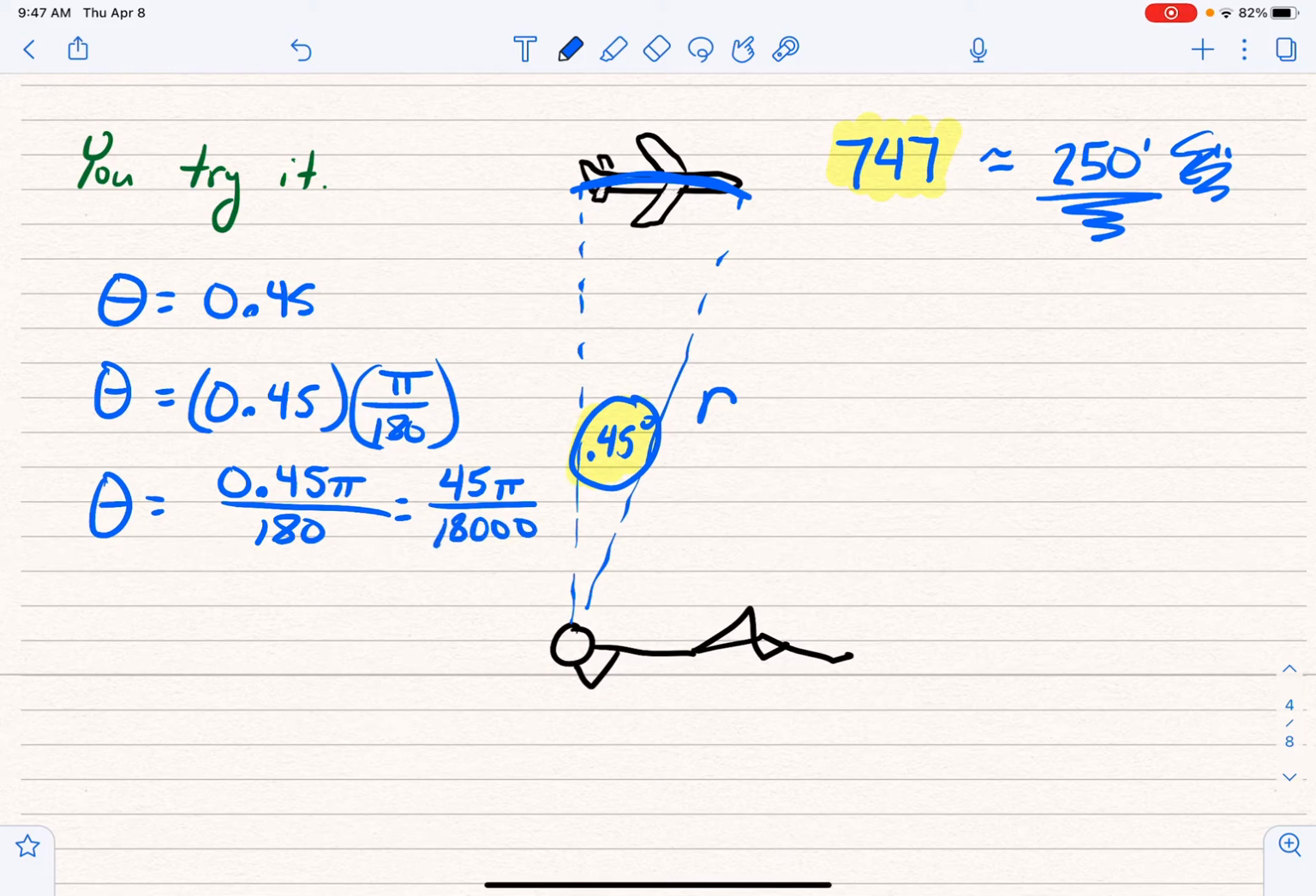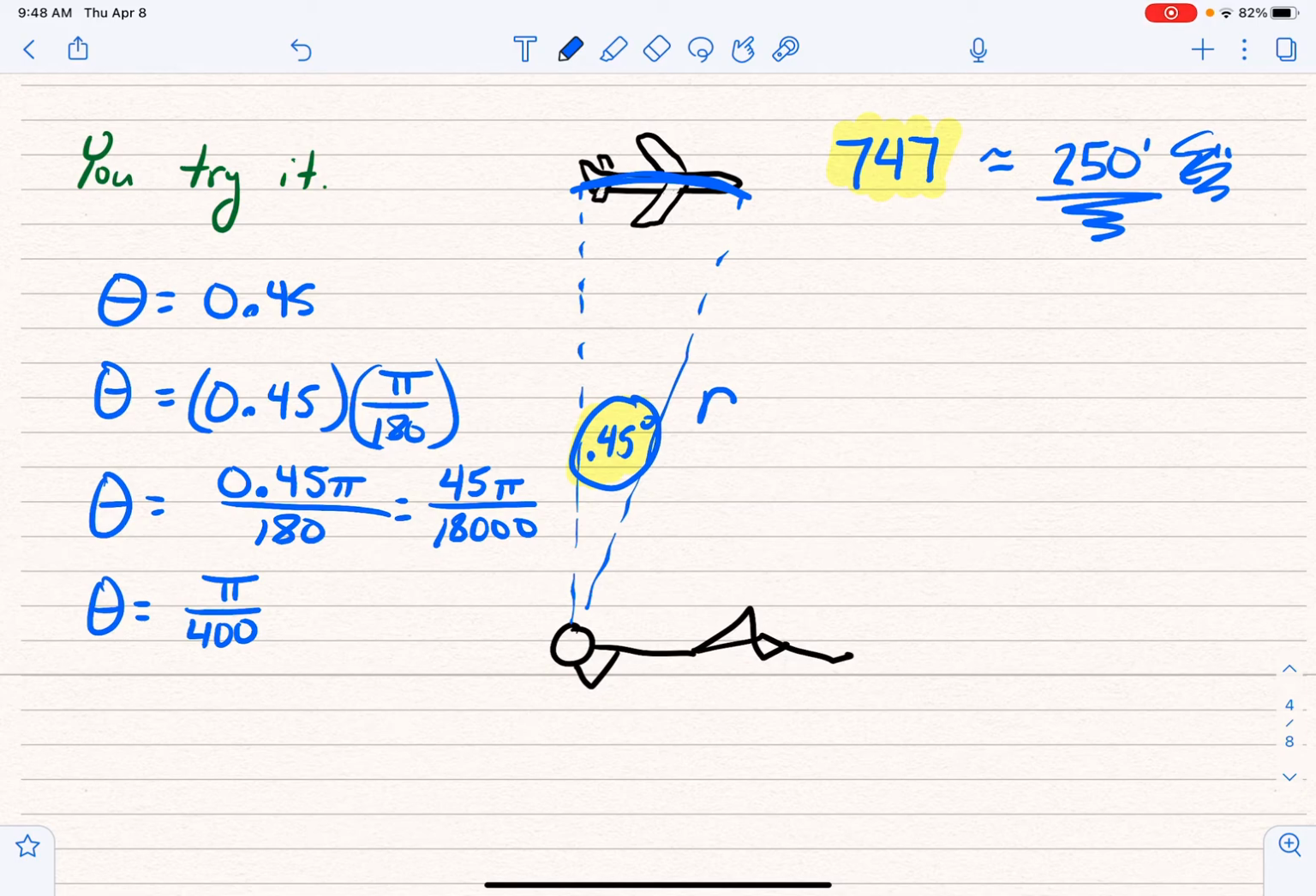Now, the good news is that 45 goes into 180 four times. So it goes into 18,000 400 times. So this is the same thing as pi over 400, okay? Now, you can plug this all into a calculator anyway, so it doesn't really matter, but I'm just showing you what that is in radians.